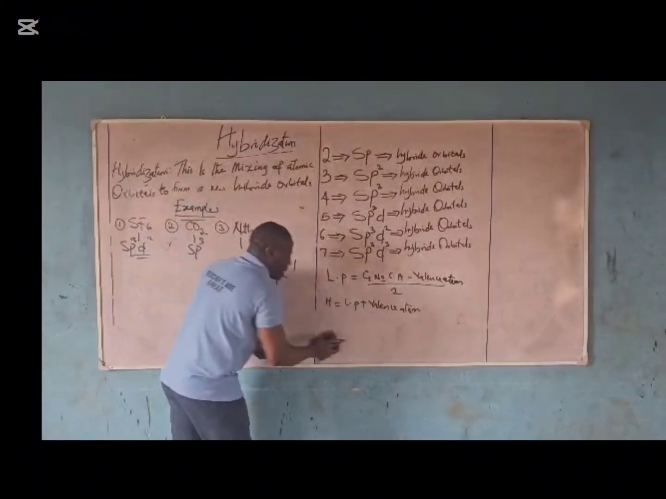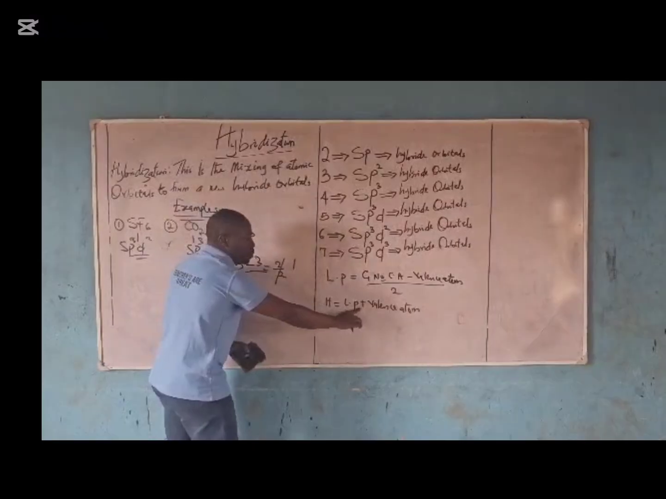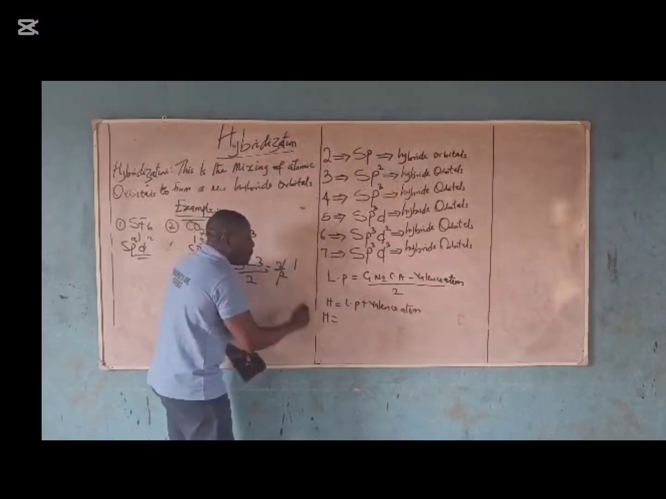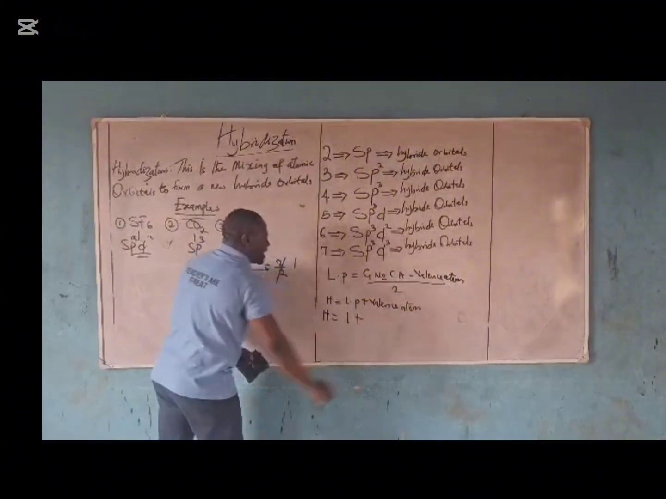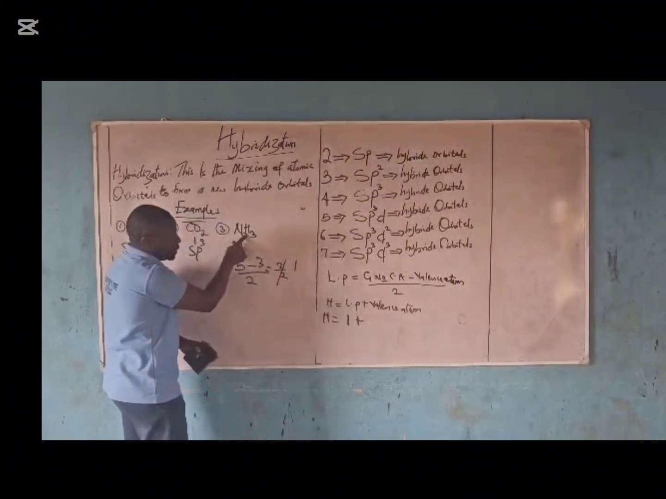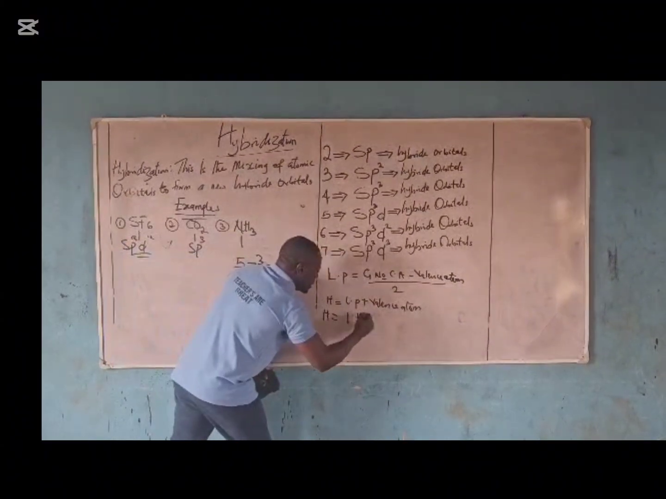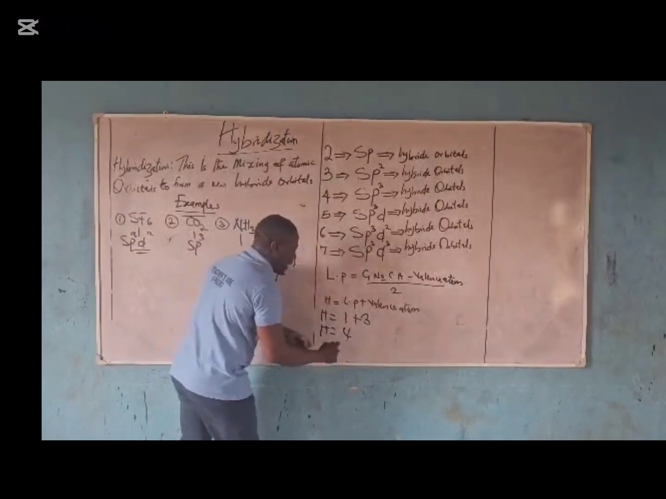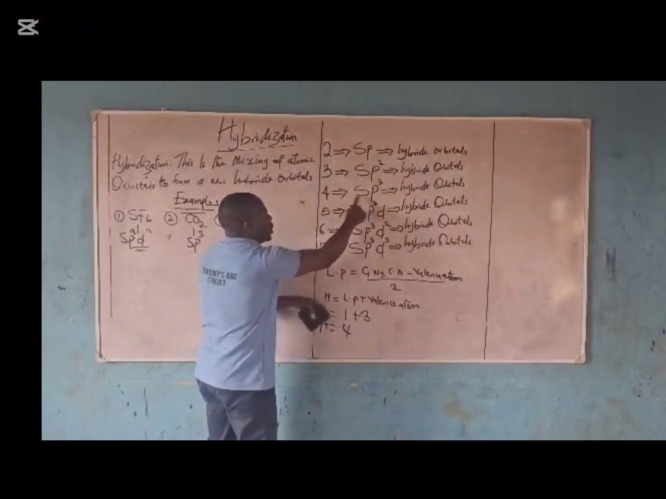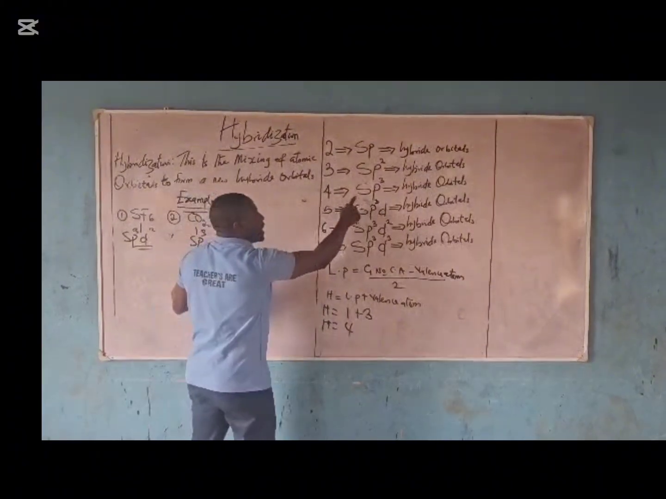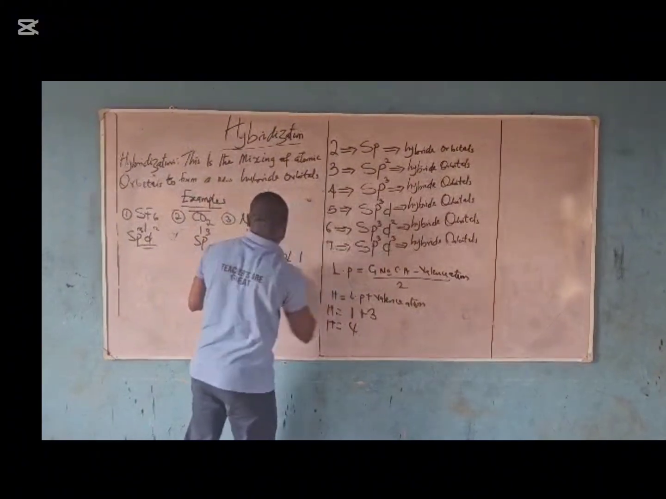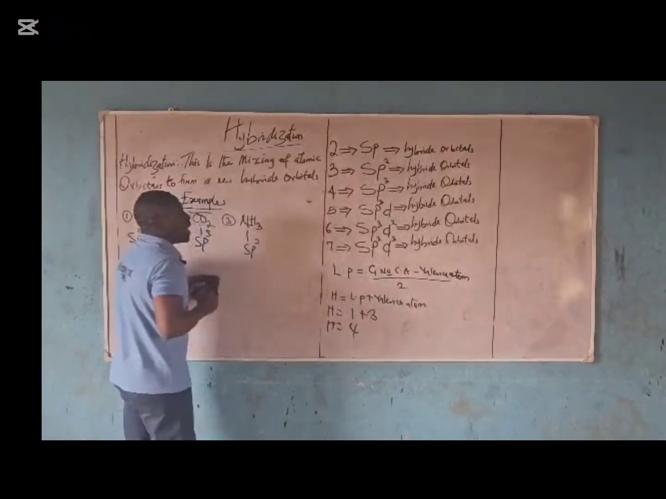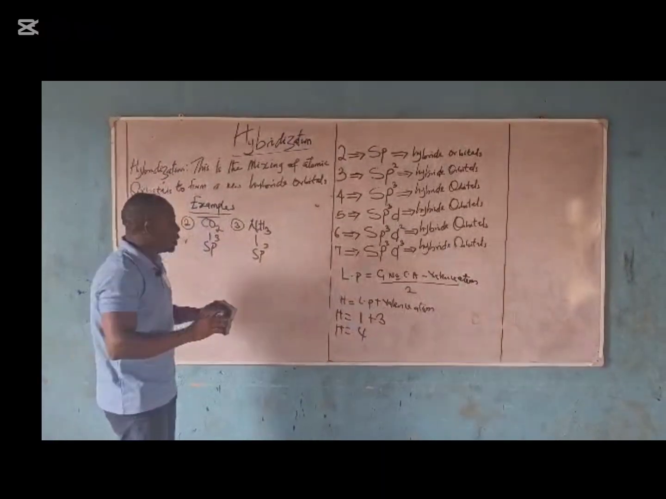The formula for hybrid is lone pair plus valence atom. So the hybrid equals the lone pair, 1, plus the valence atom. The valence of hydrogen is 1 times 3 is 3. So we have 3. Now hybrid equals 1 plus 3, which is 4. Then you trace 4. Look at it. So ammonia belongs to sp³ hybrid orbitals. I hope you are following me. So this is how to look for the hybrid.